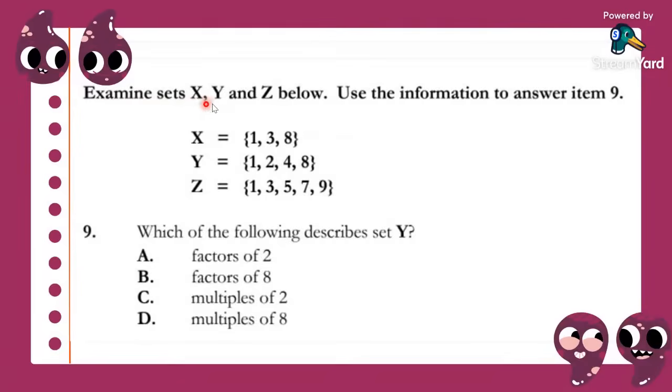Examine sets X, Y, and Z below. Use the information to answer item 9. All right. Thank you for those lovely explanations in the chat. All right. So in set X, we have 1, 3, 8. Set Y, 1, 2, 4, 8. Set Z, 1, 3, 5, 7, 9.